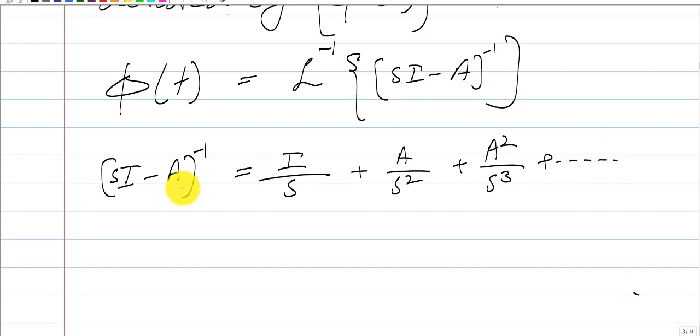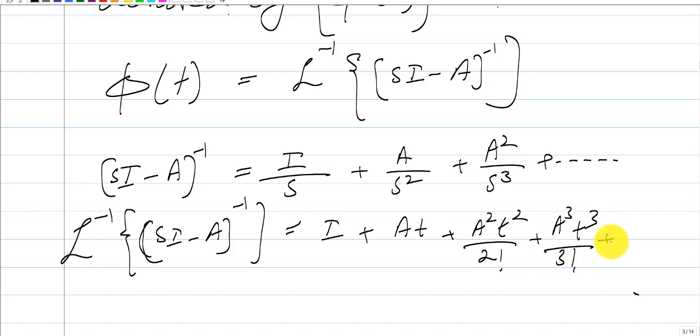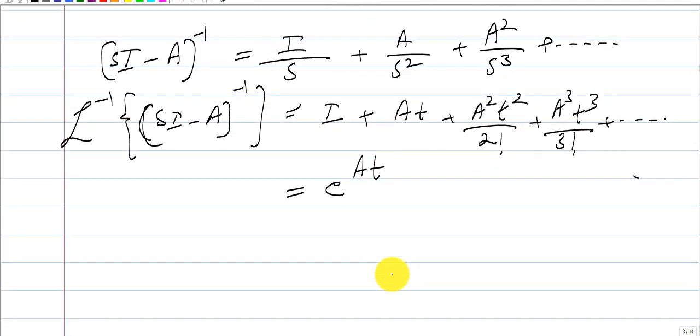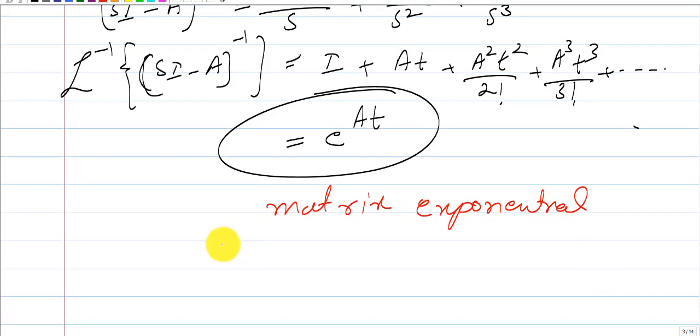Now if you take the inverse Laplace transform of this function, the inverse Laplace transform of (sI minus A) inverse, that will be I plus A times T plus A square T square by 2 factorial plus A cube T cube by 3 factorial plus so on, and that can be written as e raised to the power A T. So this is also called the matrix exponential, or the state transition matrix.